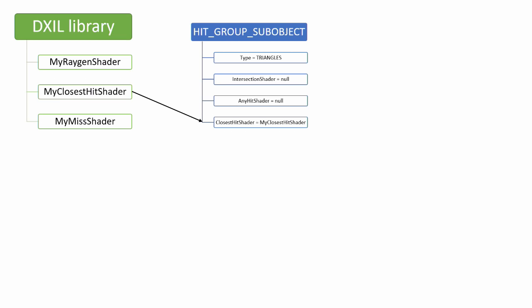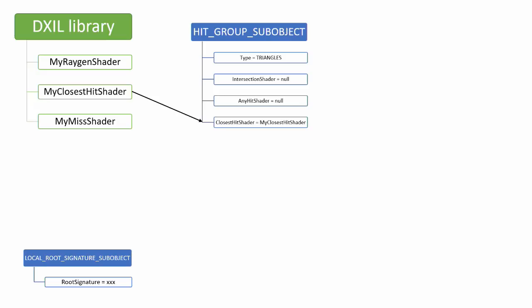So then I call some APIs to create a sub-object, which is going to be a hit group. And in this hit group, I say that this is for intersection type triangles. I'm not doing custom intersection. That means my intersection shader can be null, my any hit shader is null, but my closest hit shader is the closest hit shader that came from my DXIL library.